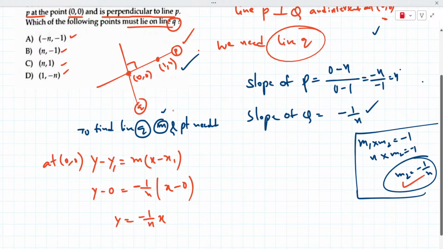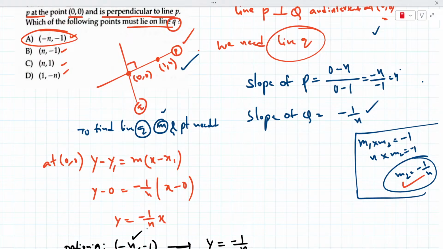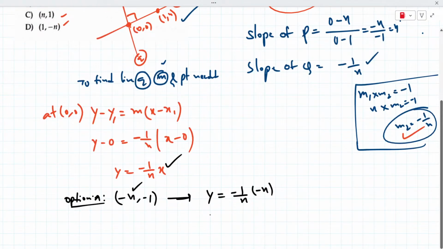So you just have to check it now with the options you have. Let's take option A. What is option A? (Negative n, negative 1). Substitute into y equals negative 1 by n times x. In the place of x, I substituted negative n. And what do I get? n by n, so I end up with y equals 1. But we have negative 1. So option A is incorrect.